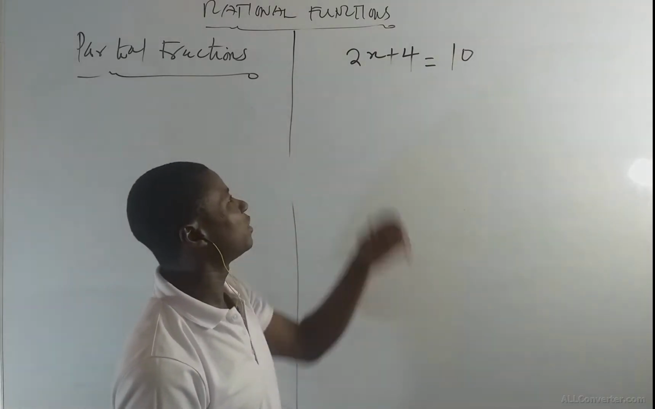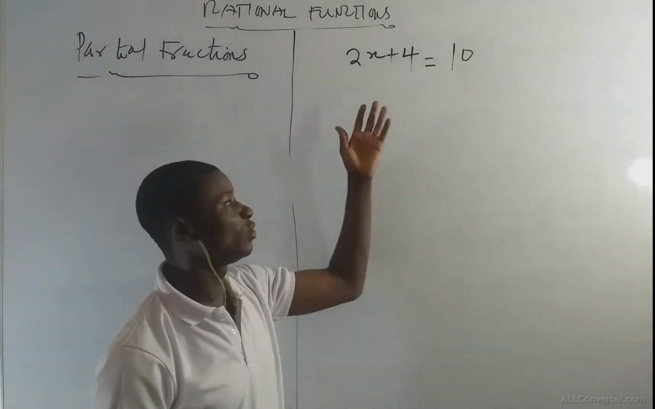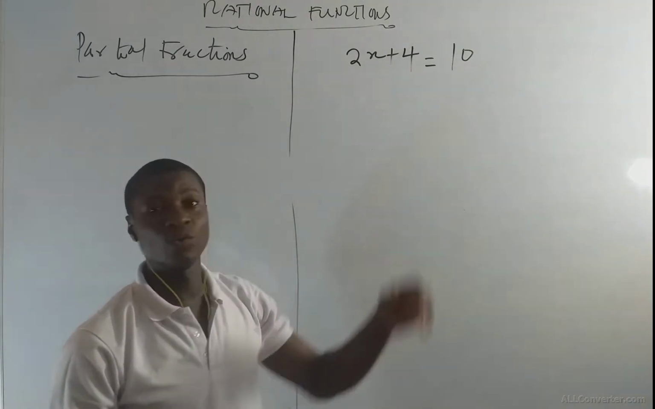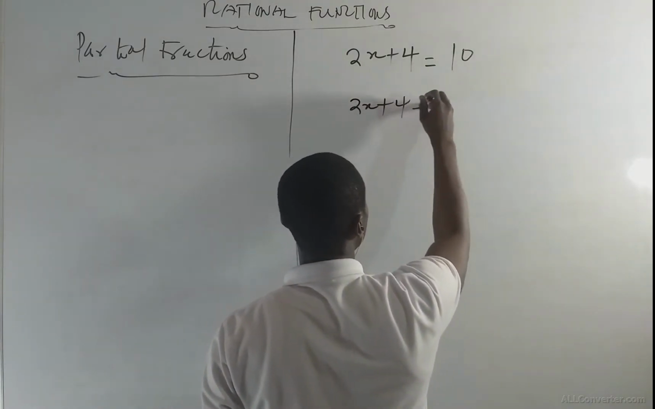So if you want to solve for this, you subtract 4 from both sides. And when you refer to my presentation on linear equations, you understand what I'm talking about here. So you subtract 4 from both sides, so you subtract 4 from the left.